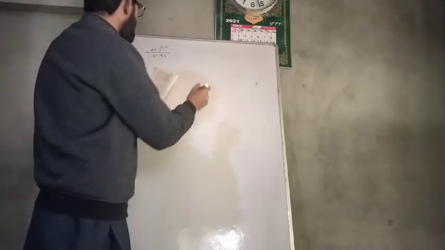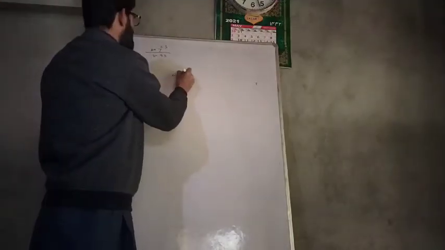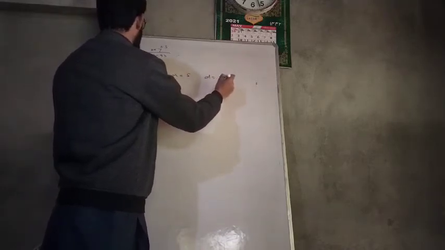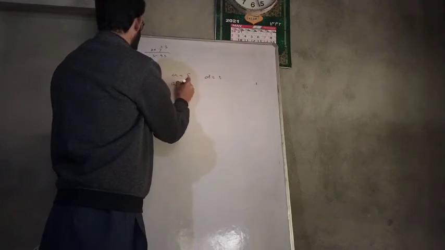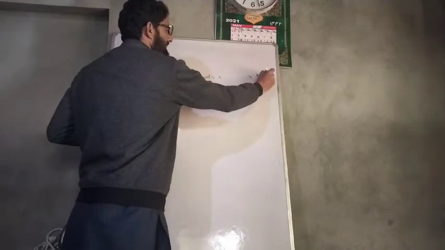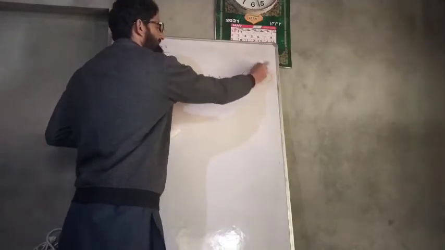Now question number 3: a is equal to 5, d is equal to 3, and an is equal to 50. Find n and Sn. First of all, you will find n, then you will find the sum of n terms.